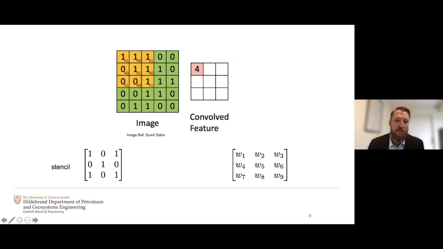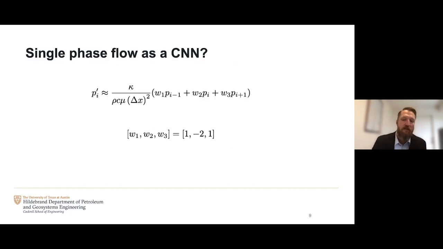Whenever you pass this window function over the image, wherever you have a one in the stencil that overlaps with a one in the image, you sum those into this entry over here. So all the one entries get summed and you get four, and you continue to pass this window over the image and you get this kind of structure. This so-called stencil, as we pass this window function over the image, you could think of as just an arbitrary set of weights, like this.